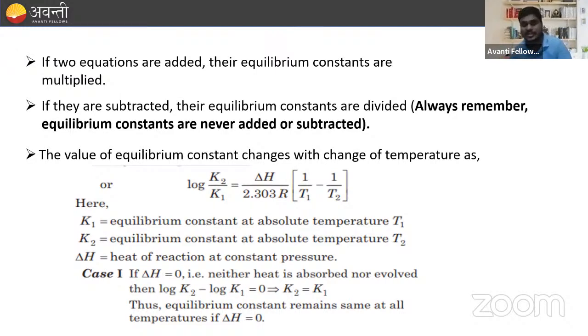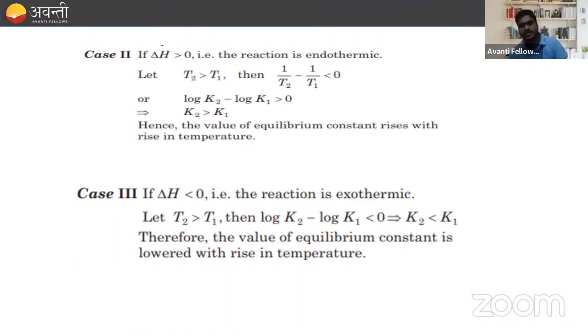So let's see the first case through which we understand this formula in more detail. If delta H is equal to 0, neither heat is absorbed nor evolved, then log K2 minus log K1 is equal to 0, or we say K2 becomes equal to K1. I hope this is clear to you. Thus, the equilibrium constant remains the same at all temperatures if delta H is equal to 0.